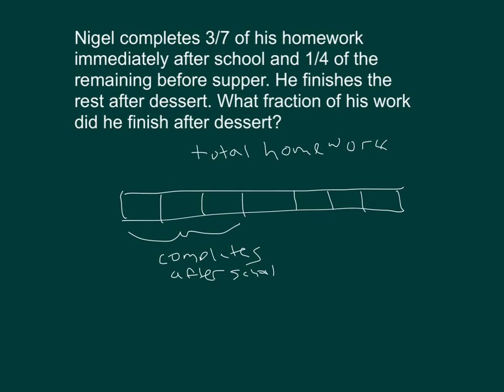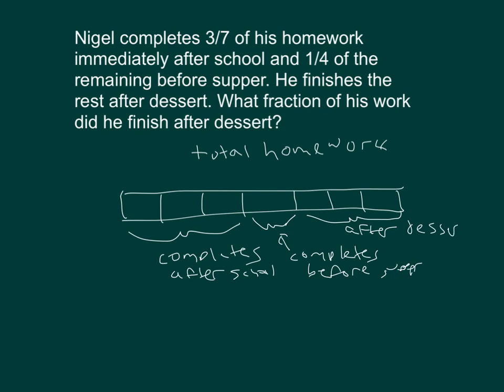He finishes 1/4 of the remaining before supper. 1/4 of 4/7, so he finishes another 1/7 before supper. So he finishes the remaining after dessert. And what is that? Looks like it's 3/7. Finishes 3/4 of 4/7. By my picture, it looks like I can read off that it's 3/7. Writing a multiplication sentence, 3/4 times 4/7.